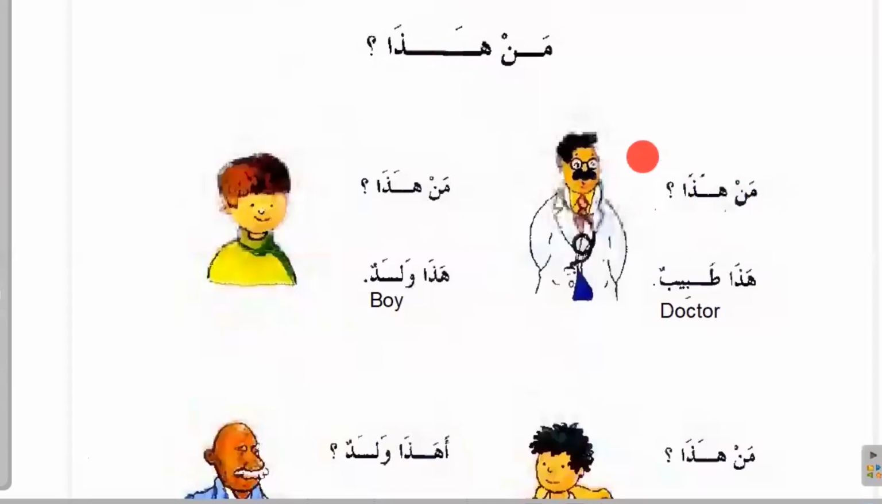It's a question, man haza. Who is this person? It says what? Haza tabibun. This is a doctor. Tabibun is the doctor. So you can see a doctor here. Man haza, who is this? This is also someone. Haza waladun. This is a what? A boy. Waladun is a boy, a young boy.